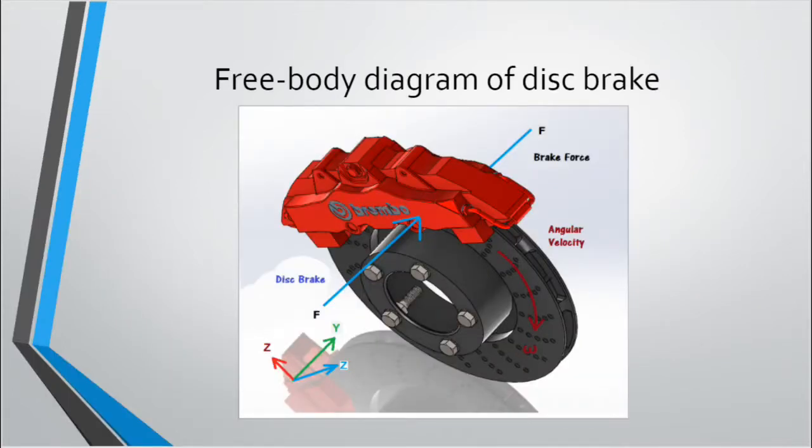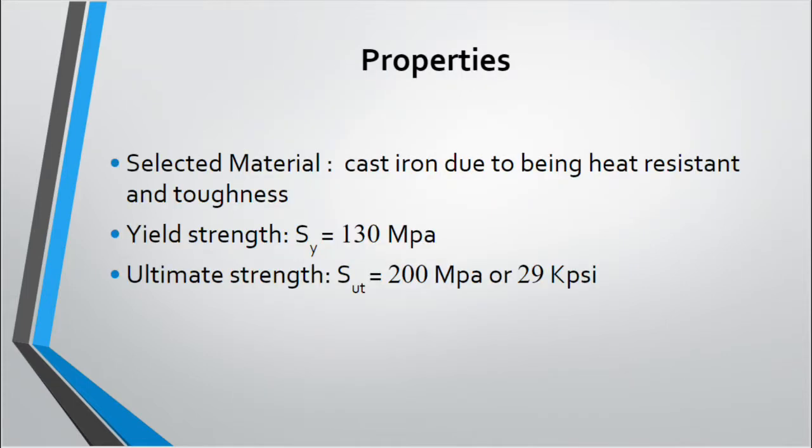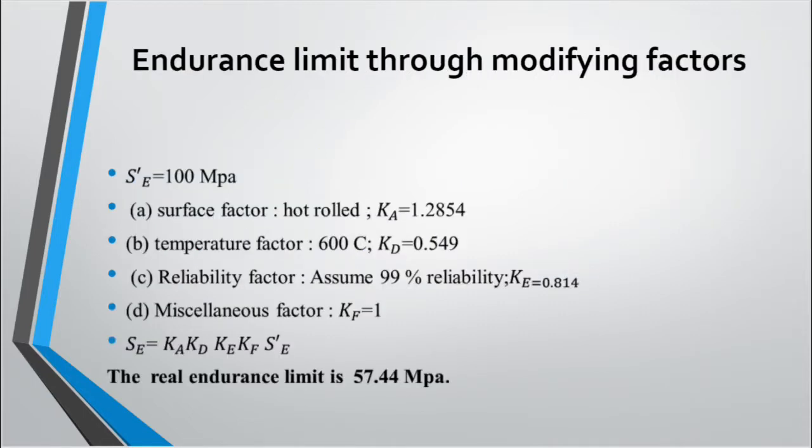Here is a free body diagram of the disc brake, and we have selected cast iron as a material for the disc brake due to being heat resistant and having a high toughness. So from knowing that our ultimate tensile strength for cast iron is 200 megapascal, our ideal endurance limit is 100 megapascal. And we've also considered the modifying factors.